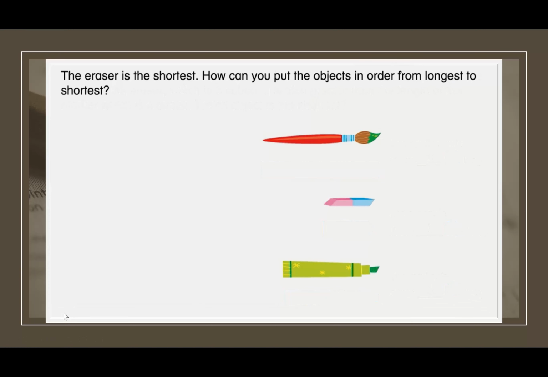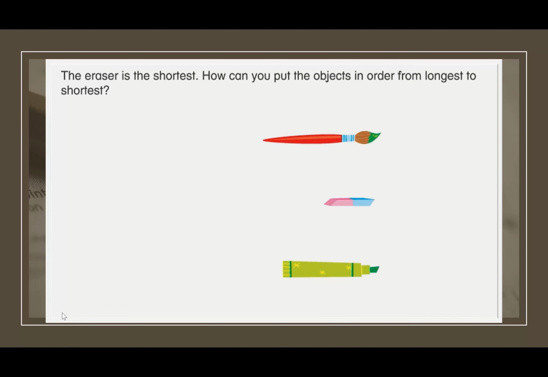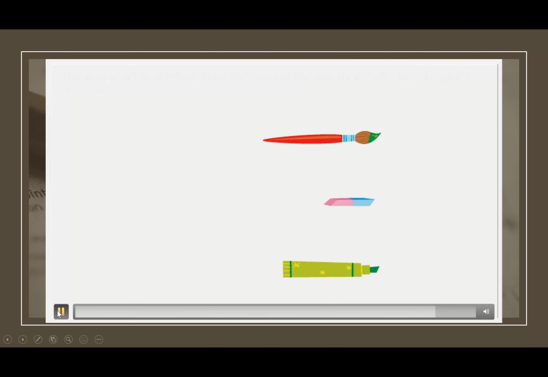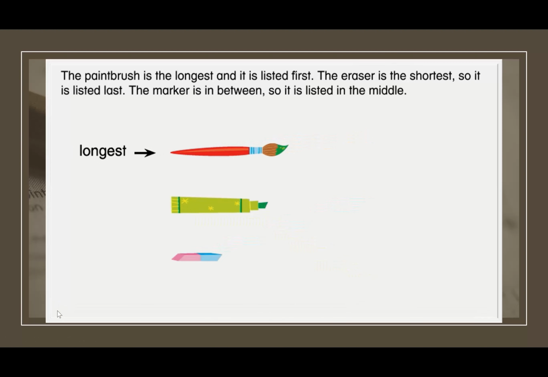How can you put the objects in order from longest to shortest? So now here, we have put all the objects in order. Now you know which is the longest and which is the shortest. So which one do you think will come first? The longest object? Excellent, the paintbrush. Now which is the shortest? Bravo, the eraser. The paintbrush is the longest, and it is listed first.